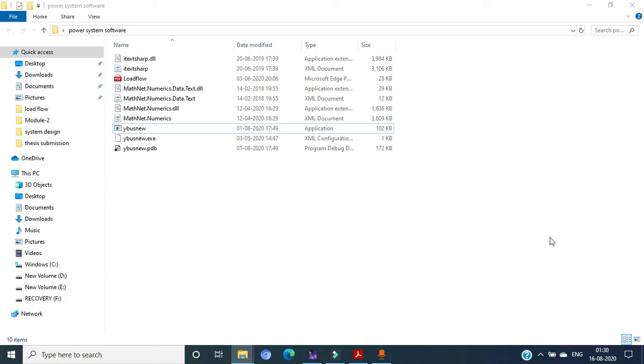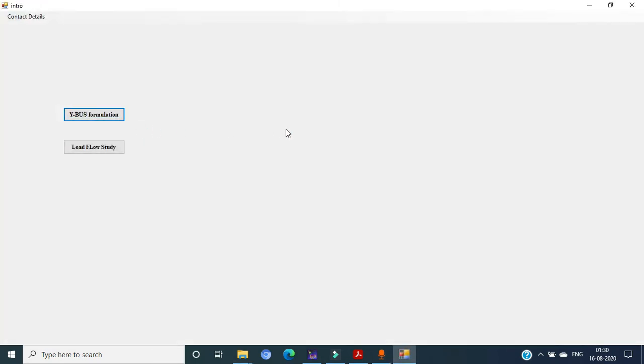Open the software by clicking on the Vibus new icon as shown on the screen. In this video, we will do load flow study.